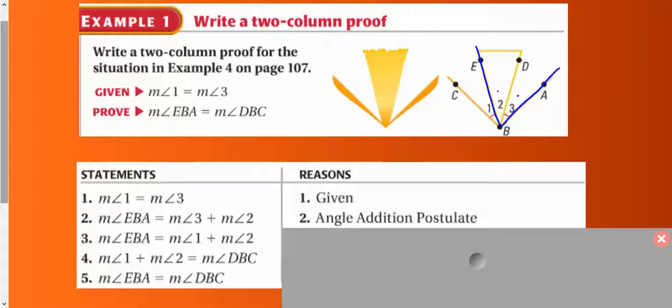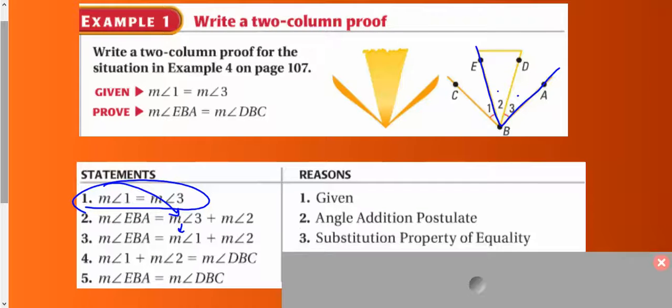And then it says that EBA now equals 1 plus 2. That's where we did that substitution. We took the 3, and we know that 1 and 3 are the same, so we make that substitution right there for the 3, so the 3 turns into a 1. So that is the substitution property of equality.